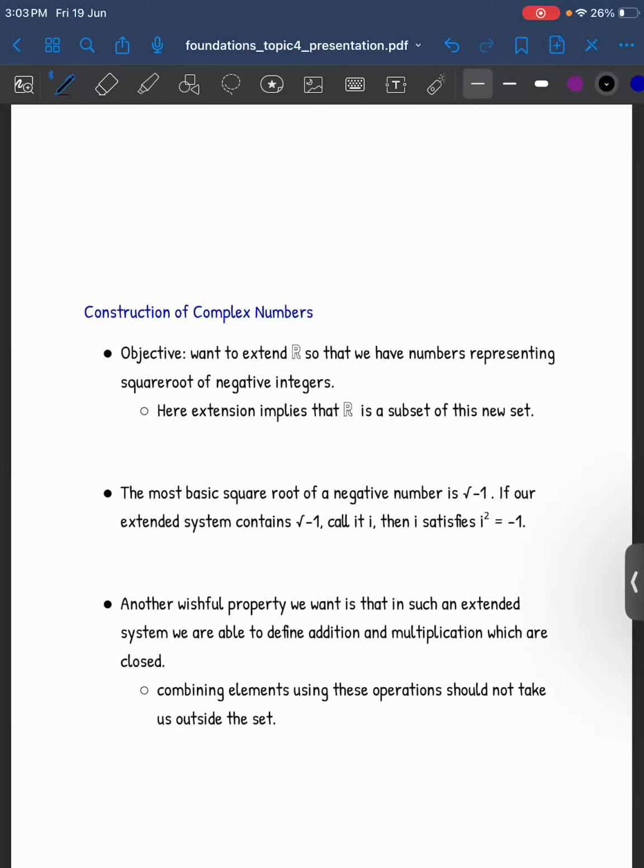In the last video, we concluded that the square root of -1 is not contained in the set of real numbers. And this motivates us to build a larger number system which contains the square root of -1. In this video, we cover the construction of complex numbers which contains the square root of -1.